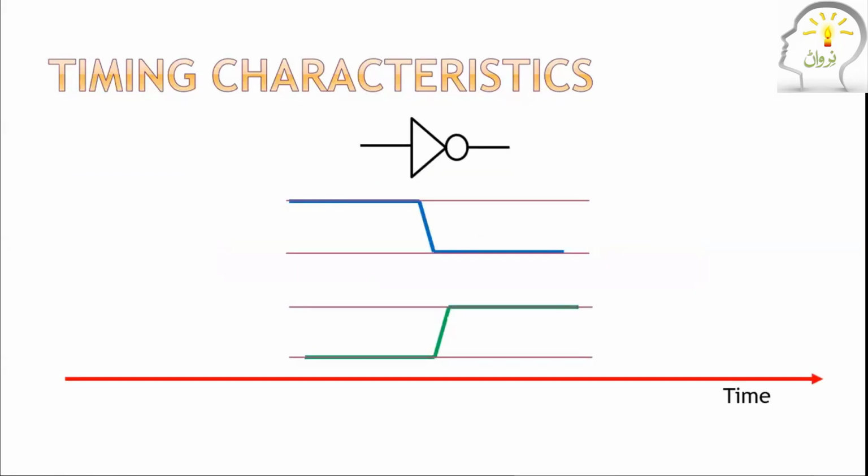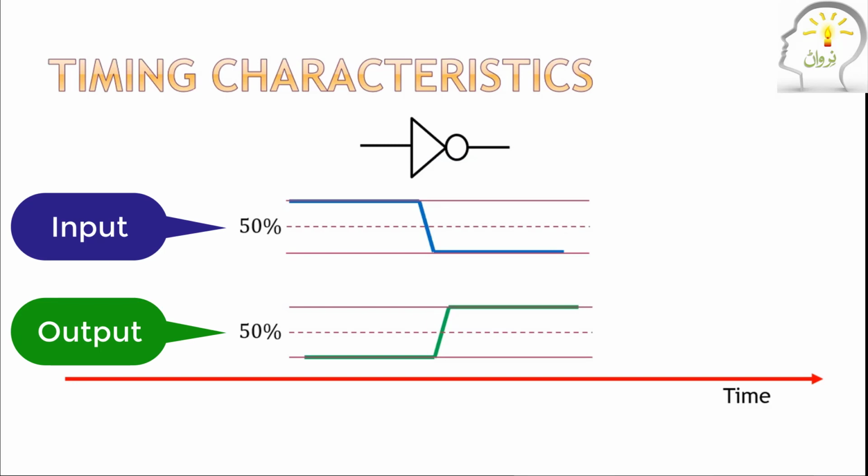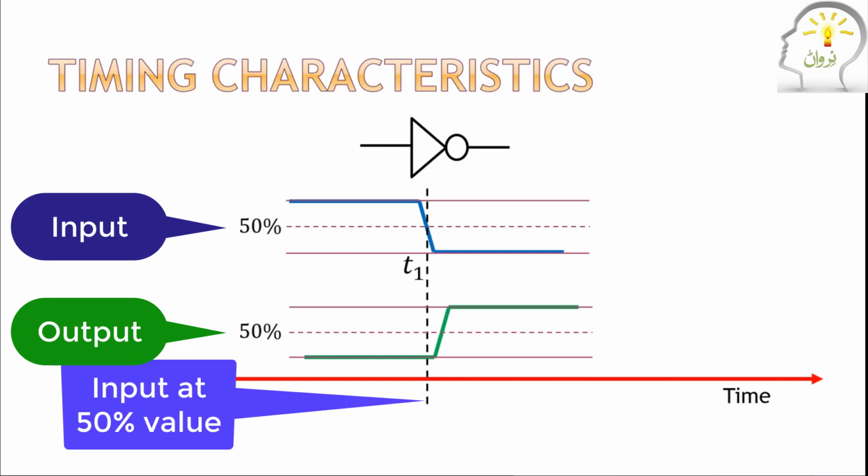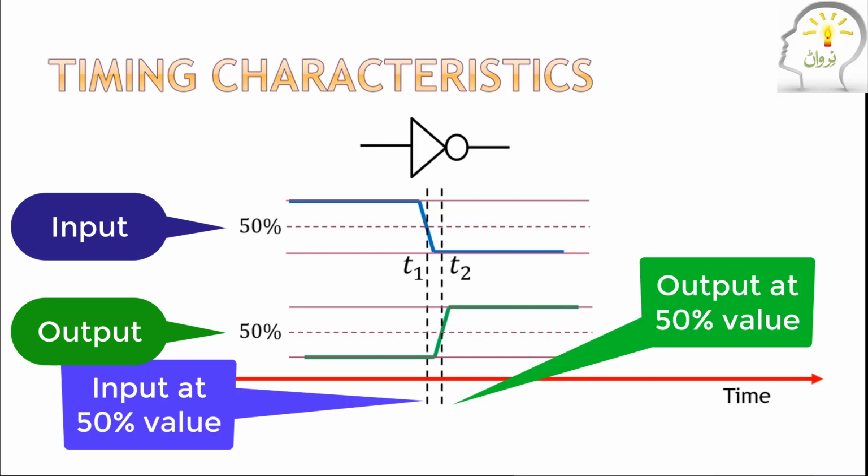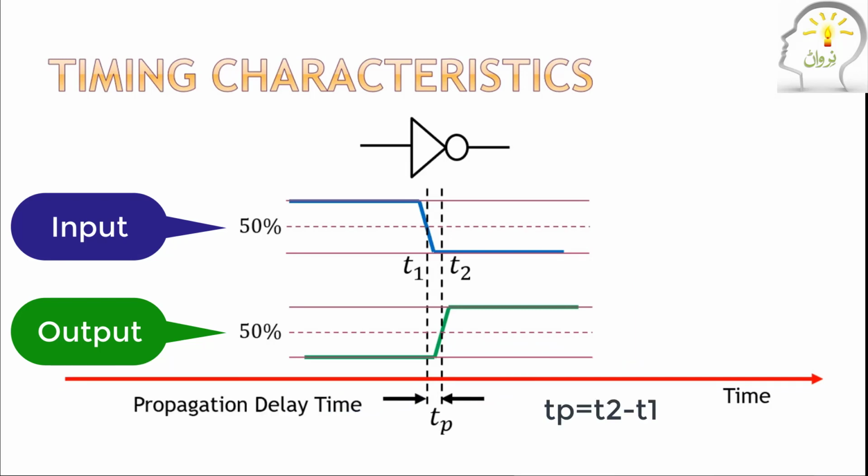And secondly, there is another delay. Delay means the processing time taken by the logic gate itself. The input reaches its 50% value at time t1. At time t2, the output reaches its 50% value. So how much was the delay? t2 minus t1. This is the propagation delay time, meaning the time the signal takes to travel through the gate.